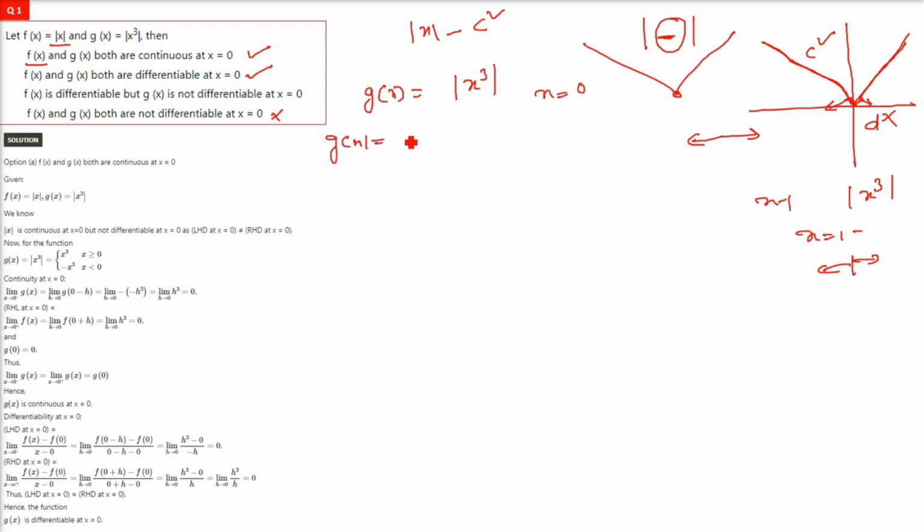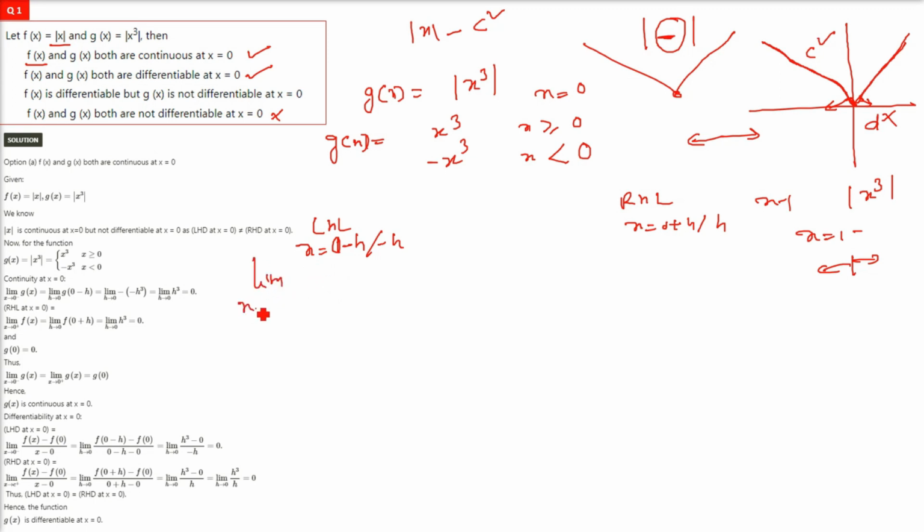Similarly, this g(x) will be positive x cube because it is just a modulus sign. So you have to put a positive x cube when x is greater than or equal to 0 and negative x cube when it is less than 0. So how to check the continuity? Left hand limit and right hand limit both we have to take. So we have to put x as 0 minus h, x as 0 plus h. Essentially you have to put minus h and plus h. Then we will apply the limit.